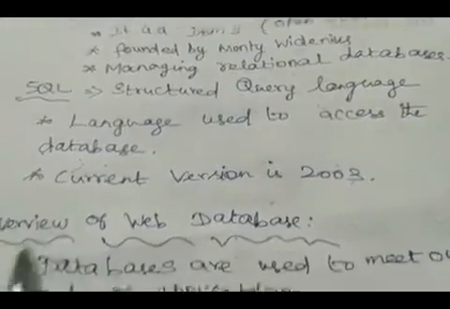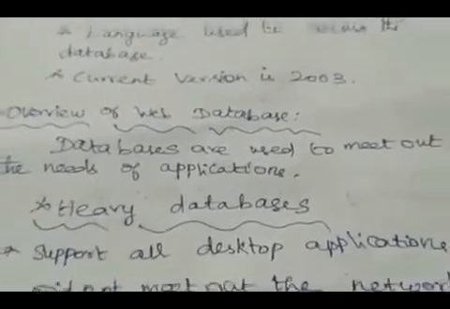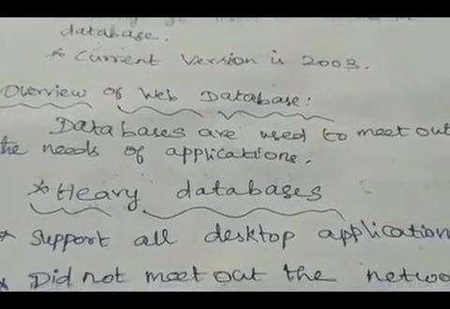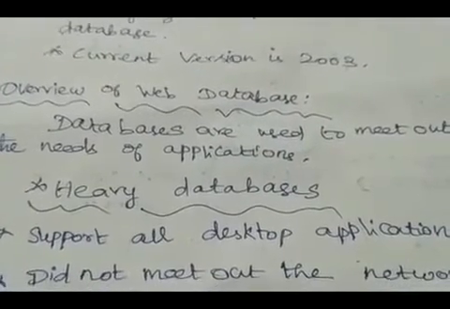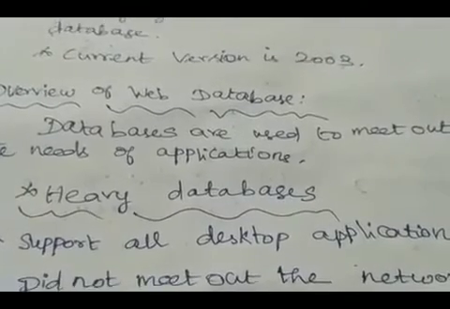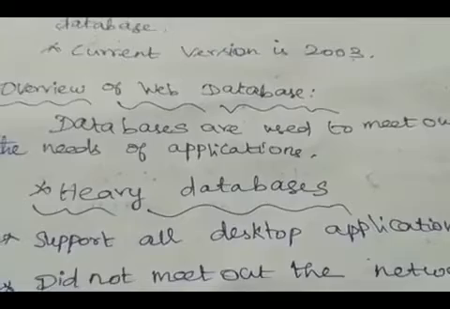The next topic is overview of web database. Here, as we have studied, databases are collections of tables, queries and views. Simply saying, a database is a collection of data which is used to create or manage applications.